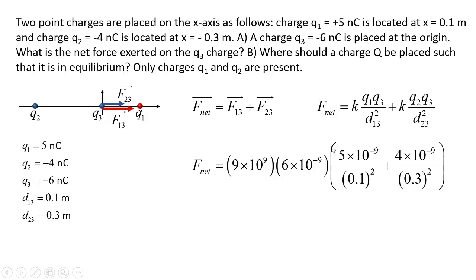Multiplied by, this is charge Q1, 5 times 10 to minus 9 coulombs, divided by the distance between charge 1 and charge 3, which is 0.1 meters squared. Plus, and this is charge Q2, once again you see it doesn't have a minus sign, it's just 4 times 10 to minus 9, divided by the distance between charge Q2 and Q3, which is 0.3 meters squared. All you have to do is use a calculator, and you get that the net force applied to charge Q3 is 29.4 times 10 to minus 6 newtons.